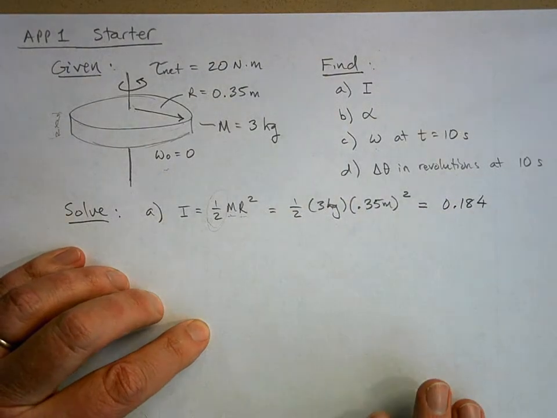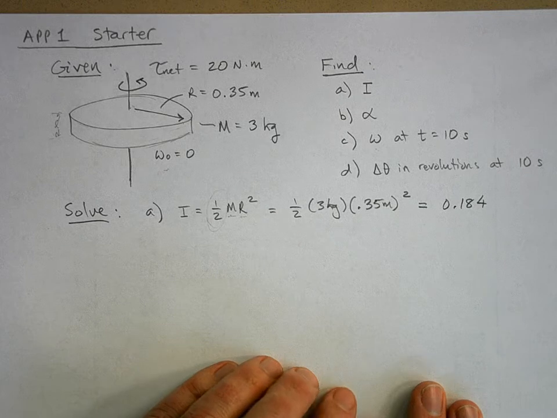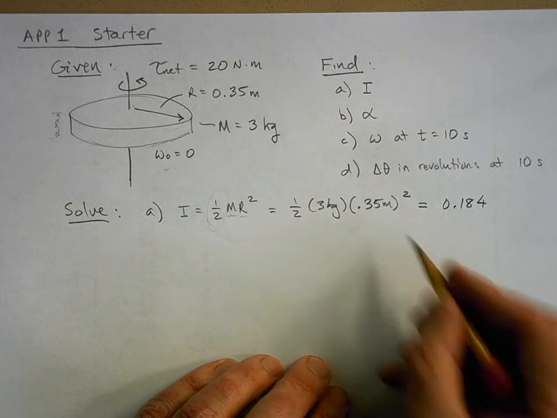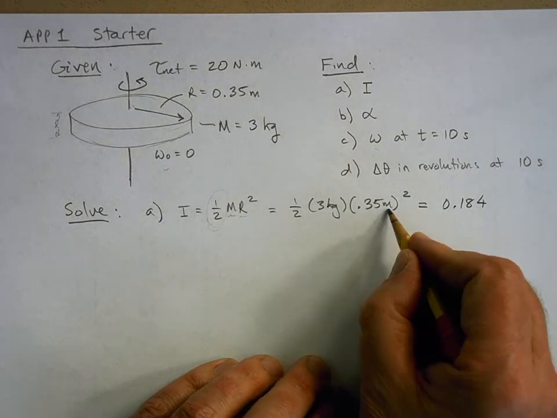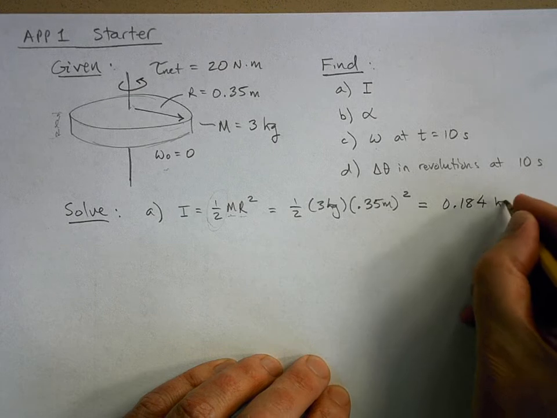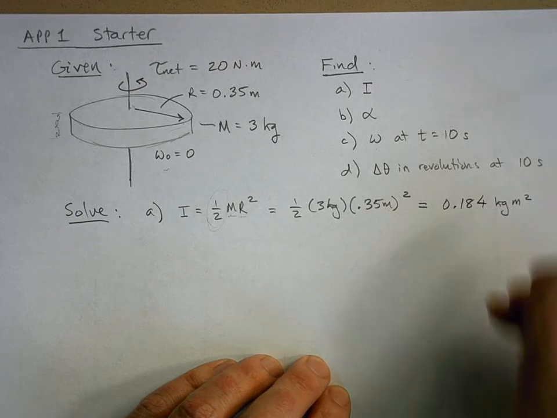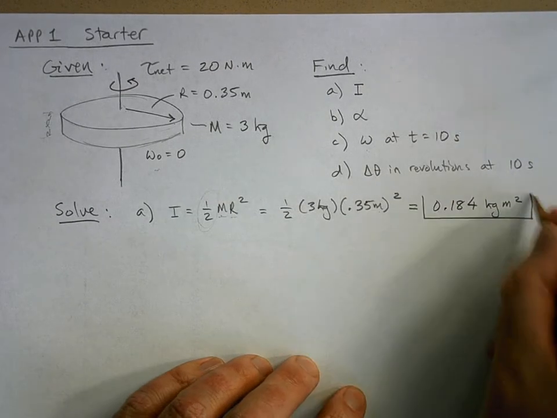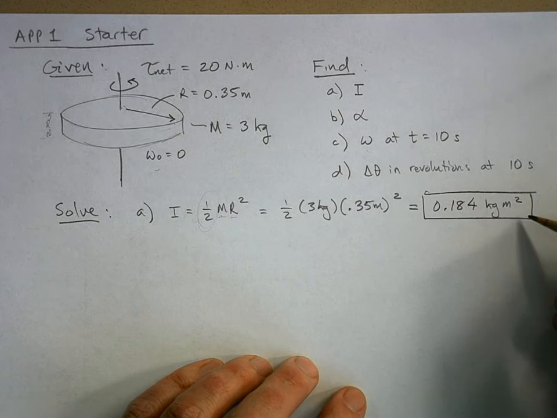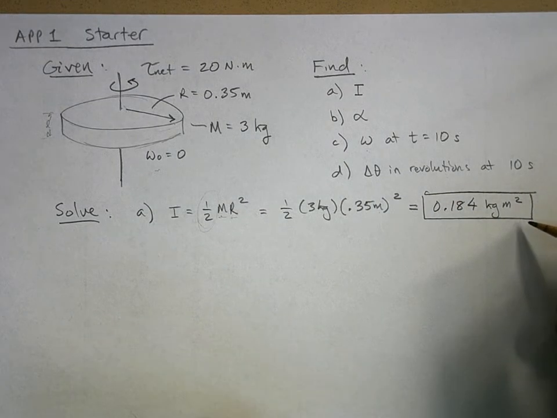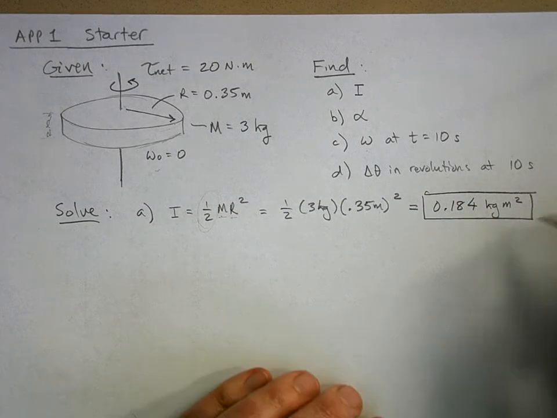And what should the units be here? Really easy. What are the units for this answer? Kilogram meters squared. This will always be the units for rotational inertia. Kilogram meter squared. Always.